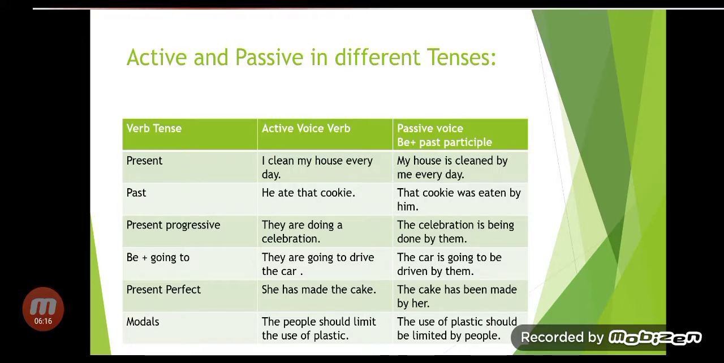Moving towards modals, the people should limit the use of plastic. So in the passive voice it would be the use of plastic should be limited by people. Right? So the form of be over here is be, and the third form of the verb is used. So this is active and passive in different tenses.